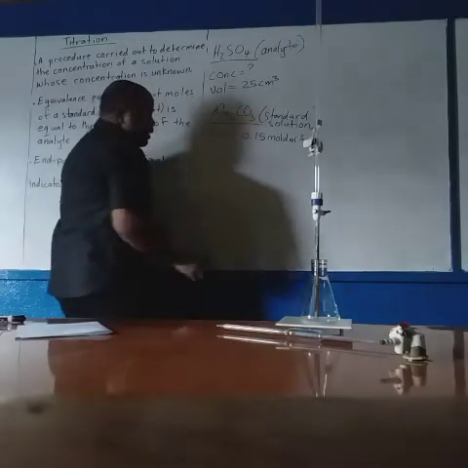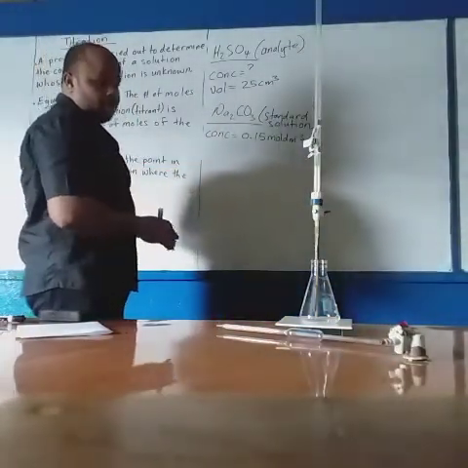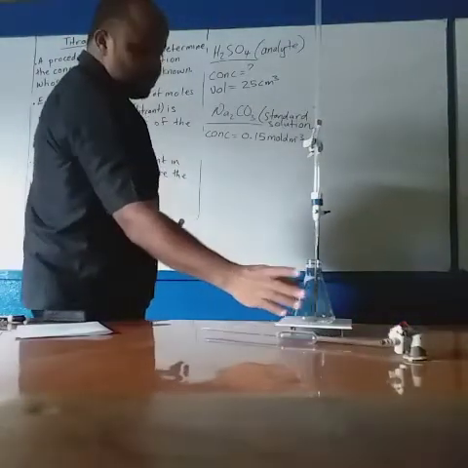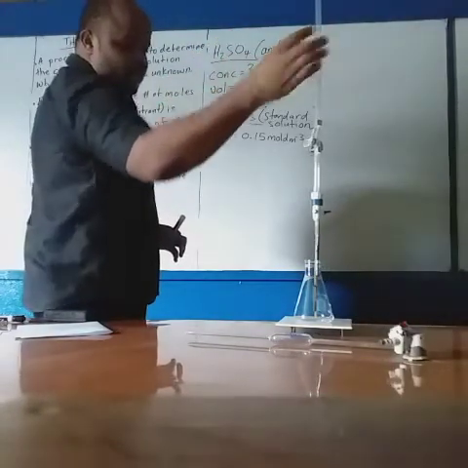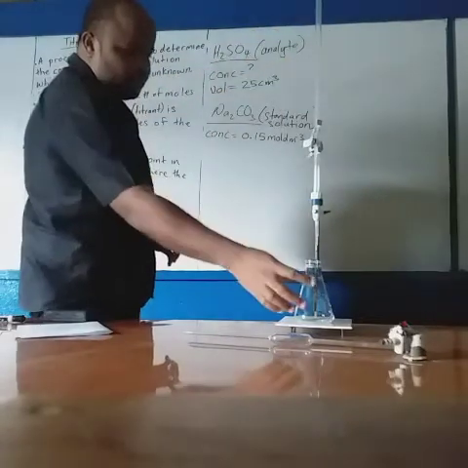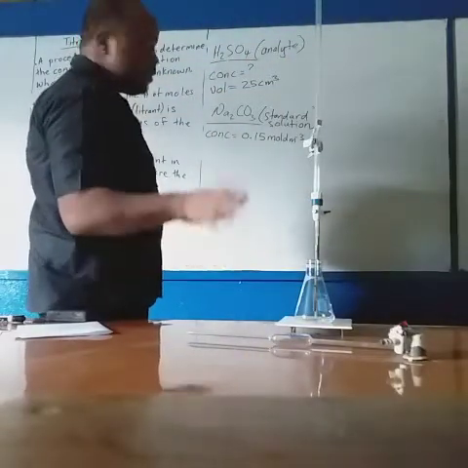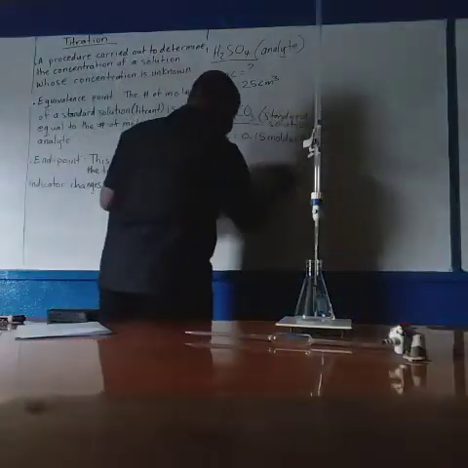So when you do titration, after the titration has completed, we draw a table. All we did was place the sulfuric acid in the conical flask, the sodium carbonate in the burette, and add our indicator. Then we run the sodium carbonate into the sulfuric acid. Once we get a color change, we stop, and that is it. Then we're going to make a table.